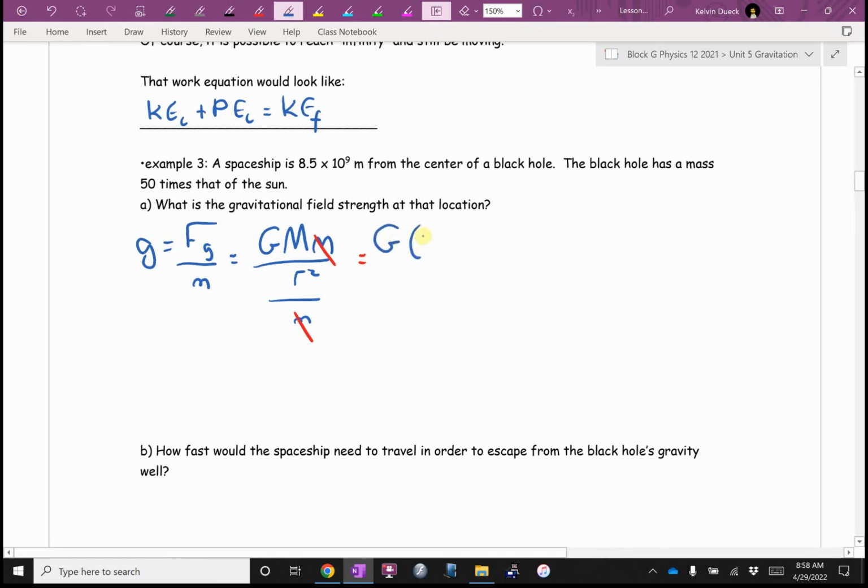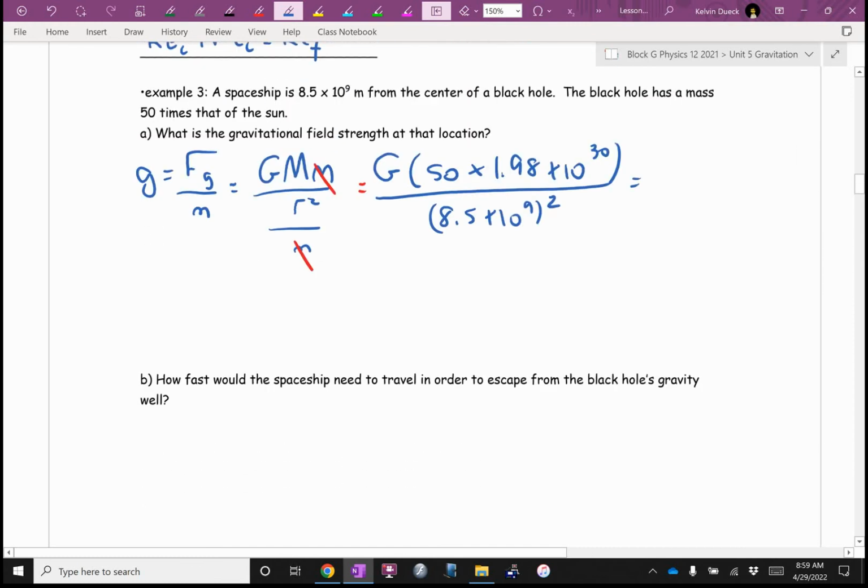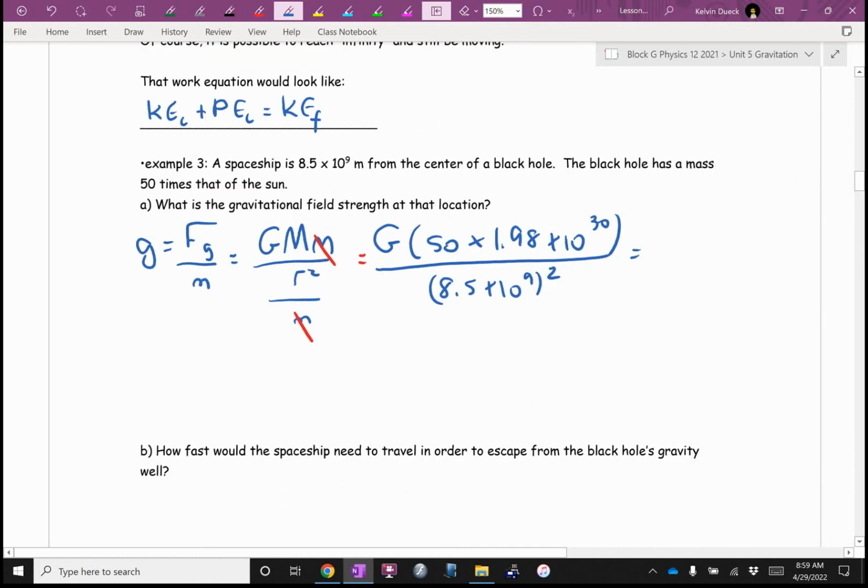G, 50 times the mass of the sun. What's the mass of the sun? I don't know. I think it's 1.98, but I can't remember the exponent. Times 10 to the 30? Divided by r. Oh, they told me. 8.5 times 10 to the 9th. Don't forget the squared. What's the gravitational field strength there?